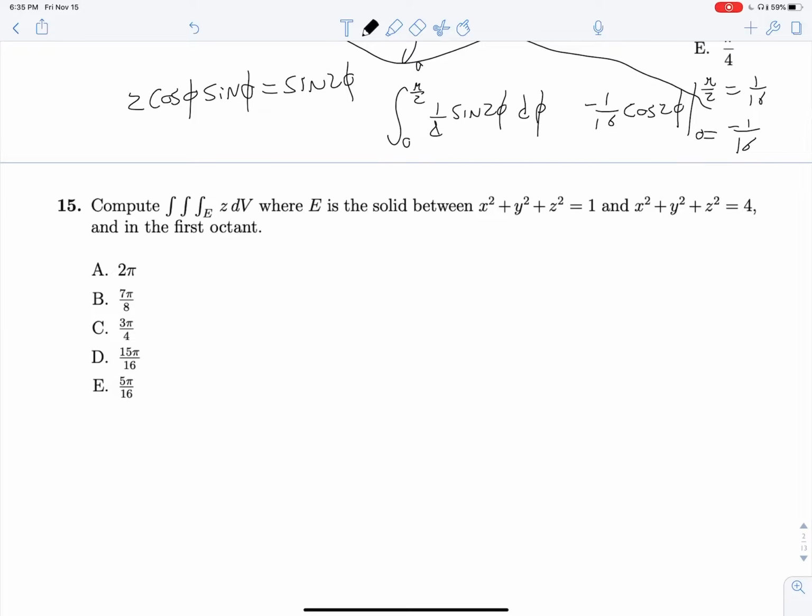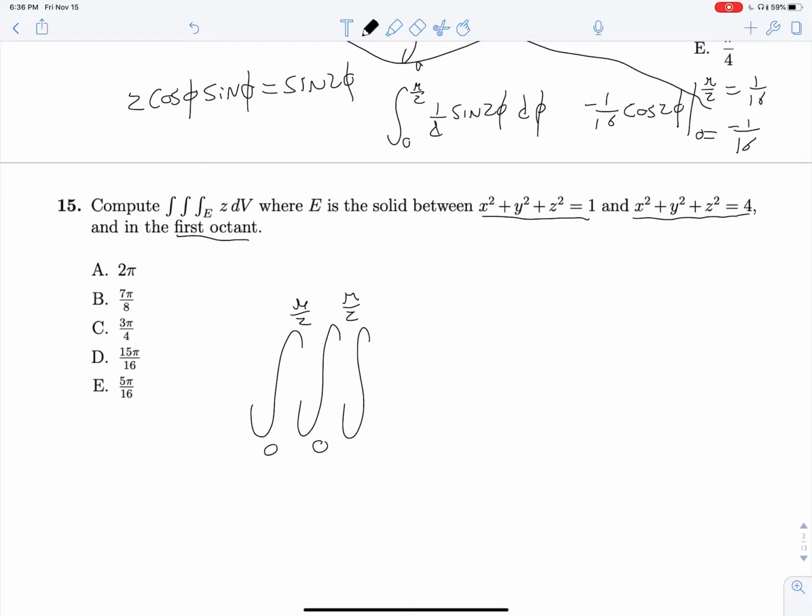Okay, question 15. We have another spherical integral for volume where they're using z and e, which is an interesting pattern that they keep up, except we're between the unit ball and the sphere of radius 2, but we're still in the first octant. So we can set this up with many fewer extra steps. There are no constraints on our first octant, phi or theta, so both of these are going to run from 0 to pi over 2.